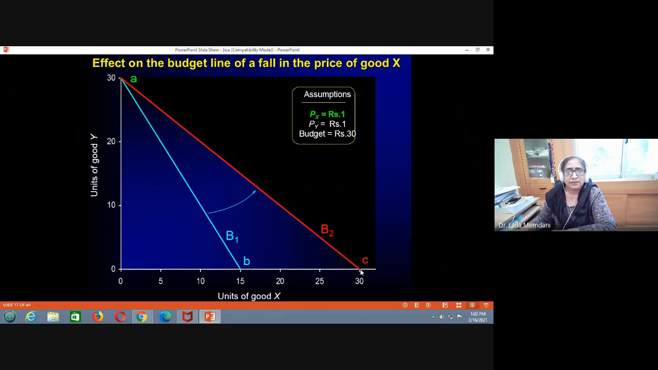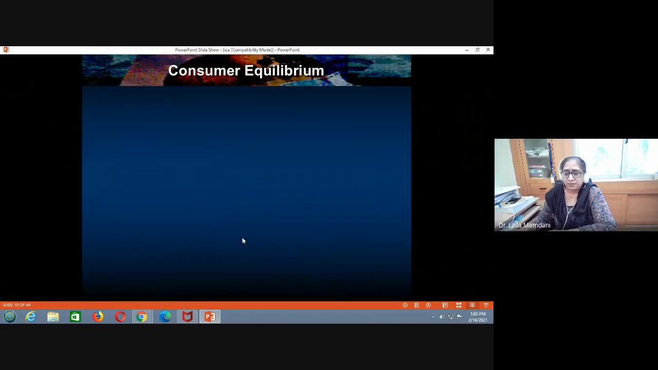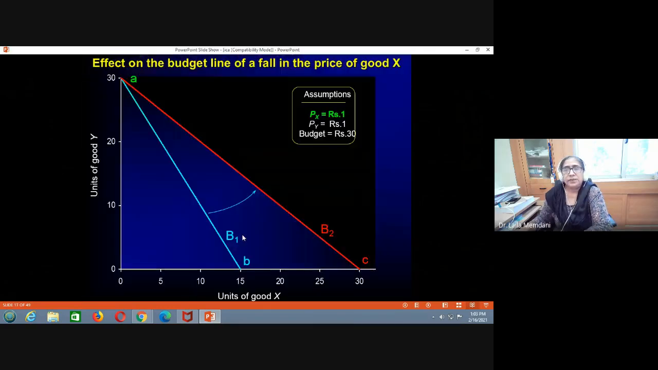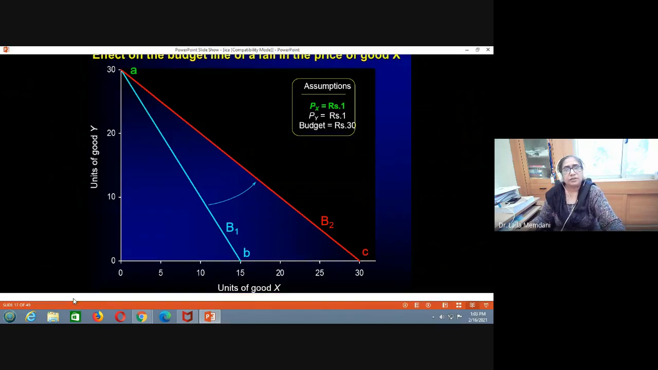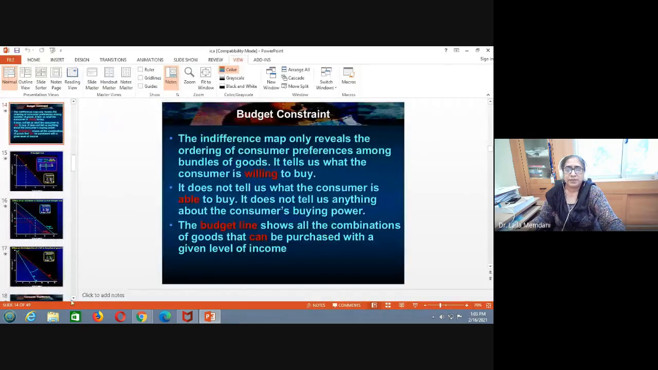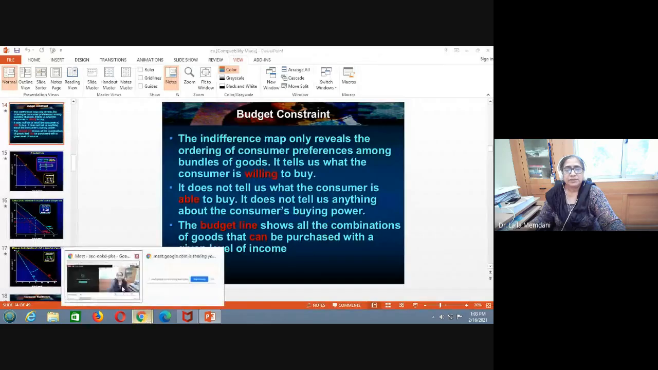So we have one point over here, and we get the new budget line. The new budget line is not parallel to the old budget line now because the price of only good X has declined. Price of good Y has remained the same. So the budget line shifts this way. You see the blue arrow over here. Now, we make use of this budget for consumer equilibrium, which I will be covering in the next video.